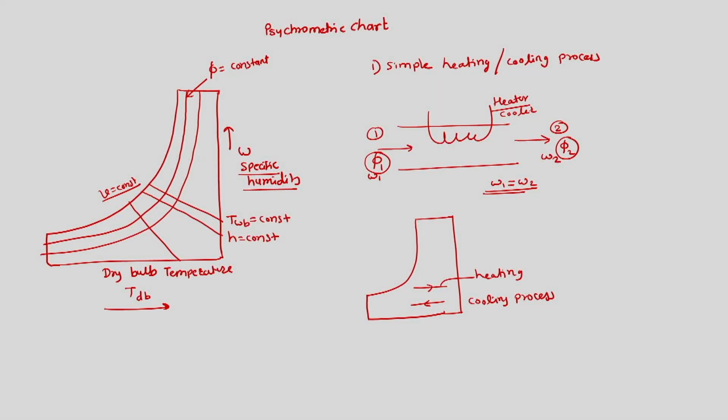Now, what is the amount of heat added or rejected? This Q, the heat interaction, equals m dot A into (H2 minus H1), where m dot A is the mass flow of air, and H2 and H1 are the enthalpies per unit mass of dry air at the outlet and inlet. Having said this, we will see the next process, which is called heating and humidification.